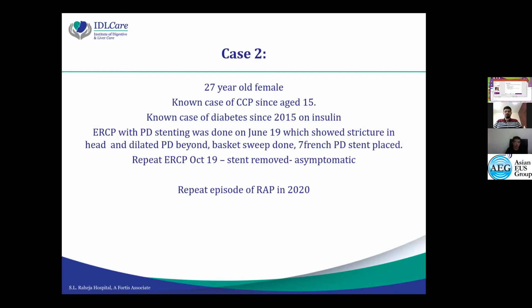So the MRCP showed stricture in the head. Slides are not moving. Then we again repeated the ERCP, and this time cannulation was saved. No wire was going through the stricture. So we planned pancreaticogastrostomy. Now I'll be giving the case to Dr. Dhir for live demonstration.